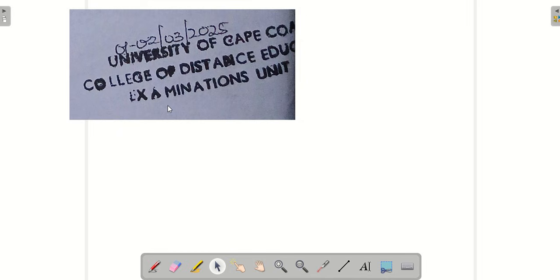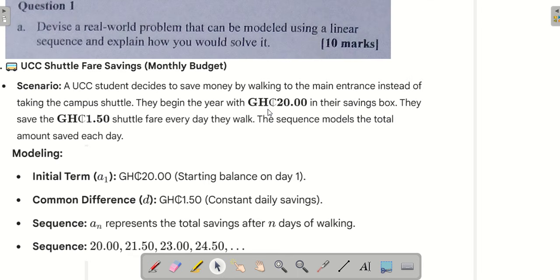Now I want us to solve these past questions. Second cohort 2025. Algebraic thinking. So let's start with the very first question. Question 1. Devise a real world problem that can be modeled using a linear sequence and explain how you will solve it.